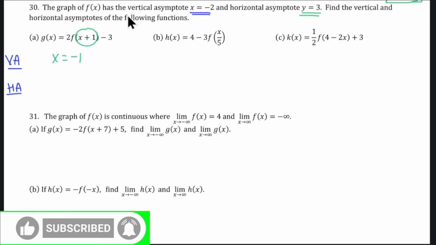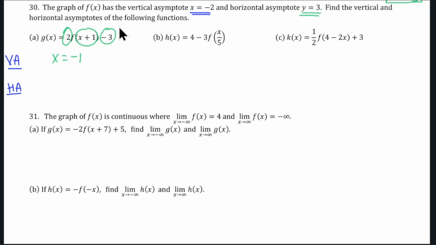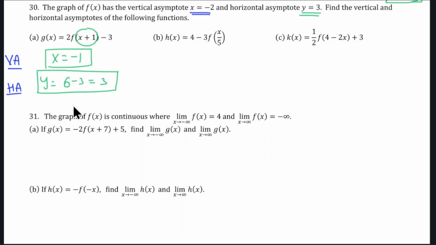Y is the part of range, and range is affected by all the vertical transformations. As you can see, there are two vertical transformations. One is vertical dilation by a factor of 2. So 3 should be multiplied by 2 so that it becomes 6. And then it goes down by 3 units. So 6 minus 3 is once again 3. Okay, we are just landing at the same position. So x equal to -1 is the new VA and y equal to 3 is the new HA. I hope this makes sense.